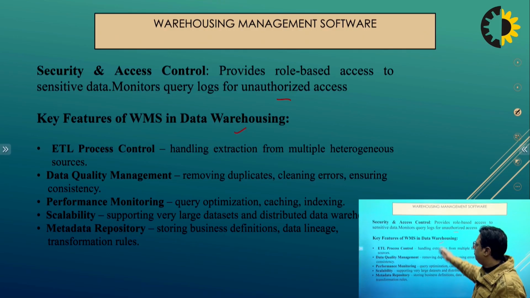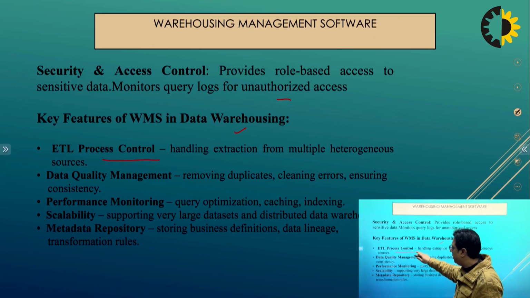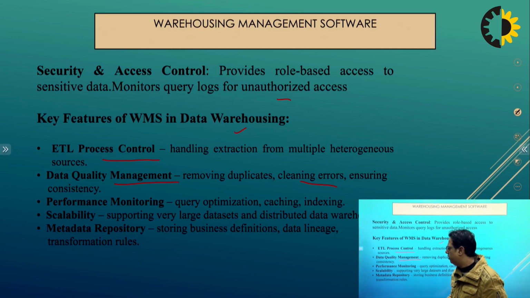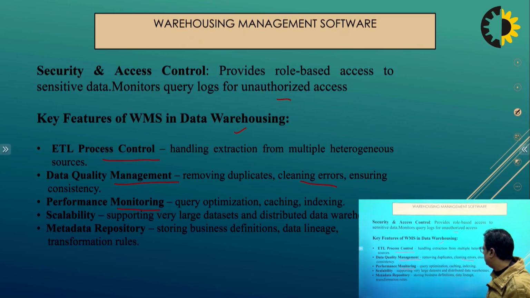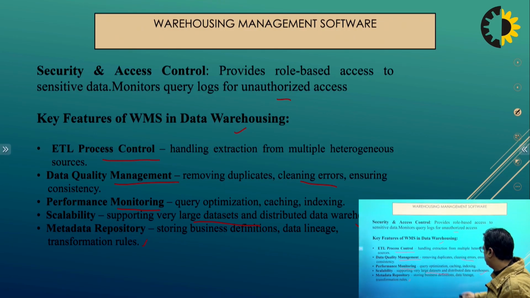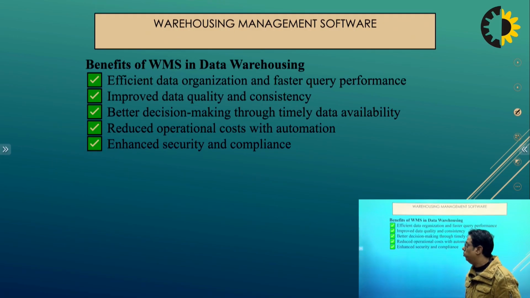Now, what are the key features of WMS in a data warehouse? ETL process, which I already explained: extract the data, transform and load it in the staging area. Data quality management: removing duplicates, cleaning the errors, ensuring the consistency of the data, and also reducing the redundancy of the data. Performance monitoring: query optimization, caching and indexing. Scalability: support for very large data sets and distributed data in the data warehouse. And last is the metadata repository, storing business definitions, data lineage and transformation rules.